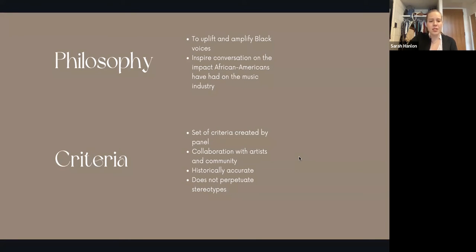So, some criteria. Similar to having the artist chosen by a jury, the entire program will be created based on a set of criteria created by a panel of diverse and experienced employees, volunteers, artists, and the representative from the North Carolina Museum of History. This ensures that all events are historically accurate and portray Black artists correctly without perpetuating stereotypes made against them in the past and present social climate.